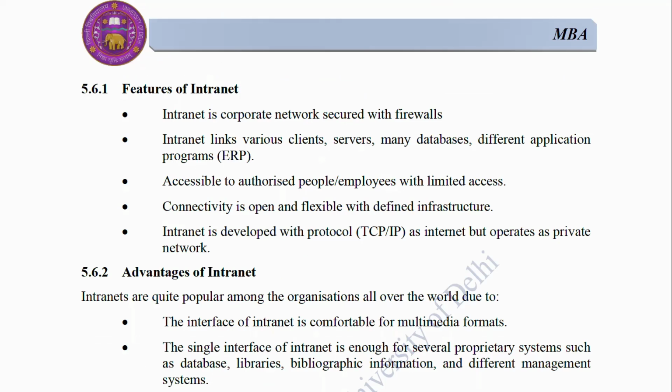5.6.1 Features of intranet. Point 1. Intranet is a corporate network secured with firewalls. Next, intranet links various client servers, many databases, different application programs. Next, accessible to authorized people, employees with limited access. Next, connectivity is open and flexible with defined infrastructure. Next and the last, intranet is developed with the TCP/IP protocol as the internet but operates as a private network.